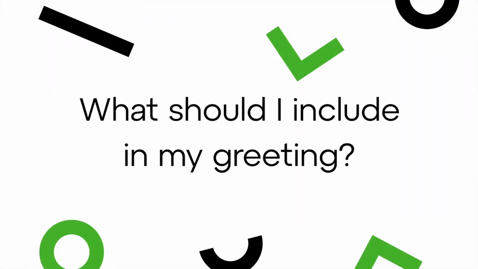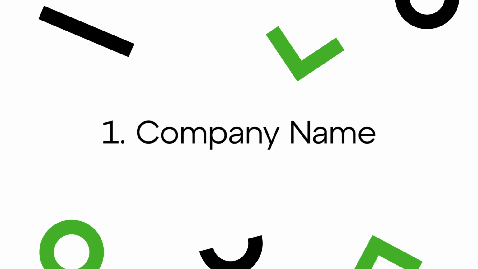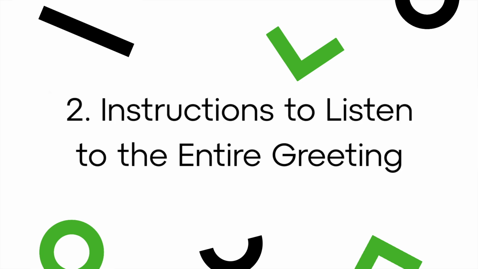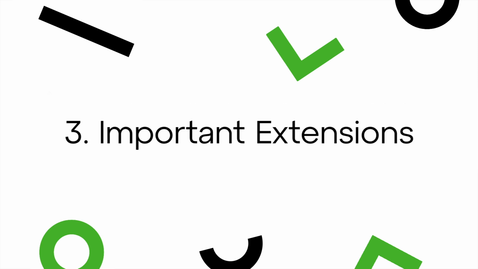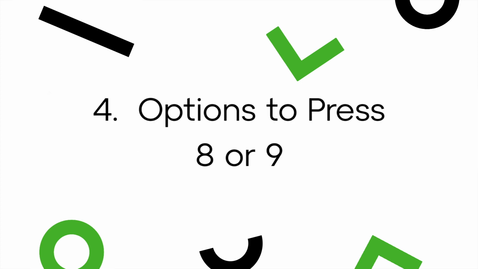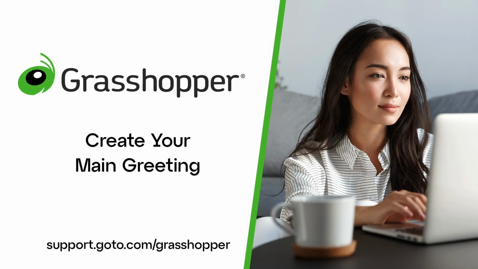Finally, let me provide some recommendations for what to include in your greeting. You'll want to state the name of your company. You may want to tell the caller to listen to the entire greeting before making a selection. Let them know of the active directory extensions you want to showcase and, if applicable, employee extensions. Finally, you can let them know about the options to press 8 for the company directory or 9 to hear the greeting again, since those numbers are always active. That's all there is to creating a main greeting in Grasshopper.